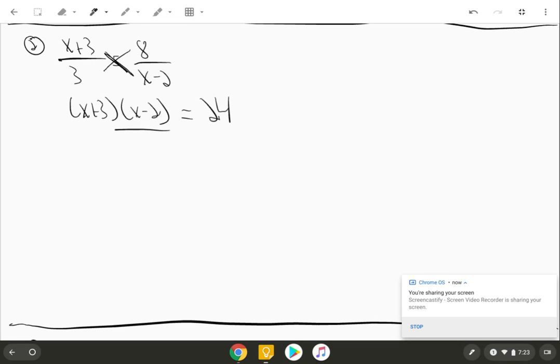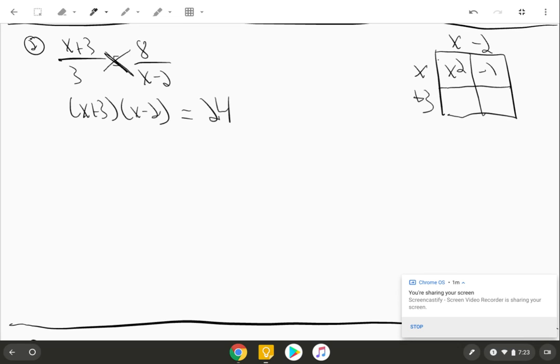But the interesting part is this left-hand side here. So we have to multiply those two diagonals. And the only way to multiply those two diagonals is to use the box method. So I'm going to do that off to the side here. So x plus 3, x minus 2. We'll do the box method. So this will be x squared. This will be minus 2x. This will be 3x. And this will be negative 6.